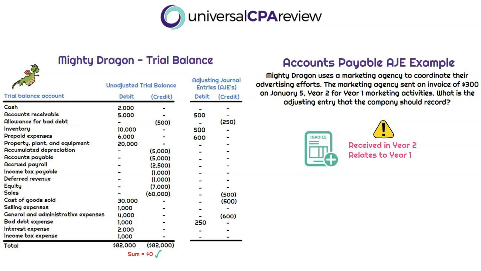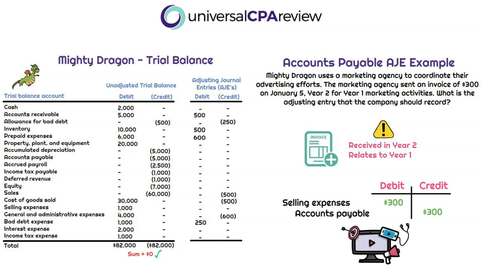Now, currently, there is nothing in our unadjusted trial balance for those marketing expenses from the marketing agency. So what we need to do is record that invoice. Since we haven't paid it yet, that's going to accounts payable. So that's why we have a credit to accounts payable. It increases accounts payable. And then we would debit selling expenses because it's a selling expense, and we need to increase selling expenses for that unrecorded invoice.